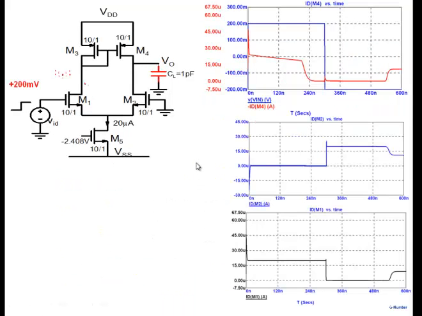And this phenomenon is what we call slew rate. This dV0 by dt, the rate at which the output voltage changes, is what we call slew rate. So what it says is, this is the maximum rate at which V0 can change. V0 cannot change at a higher rate than this, because the charging current cannot be larger than ISS. So that brings a limitation to a differential pair, that there's a maximum rate of change of output, which is dV0 by dt equals ISS by CL.